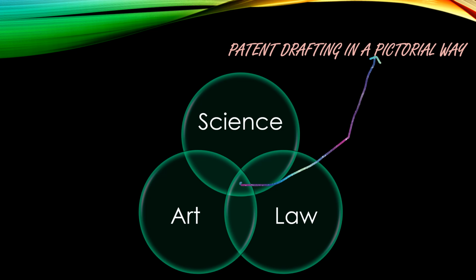Okay, so patent drafting is a combination of art, science and law. That means the main part is science, which indicates the invention. The way of writing, or the skill of writing, is the art, and the manner in which it is to be written, that means the legal way, is the law. Fine, I hope it is clear now. Let us proceed.